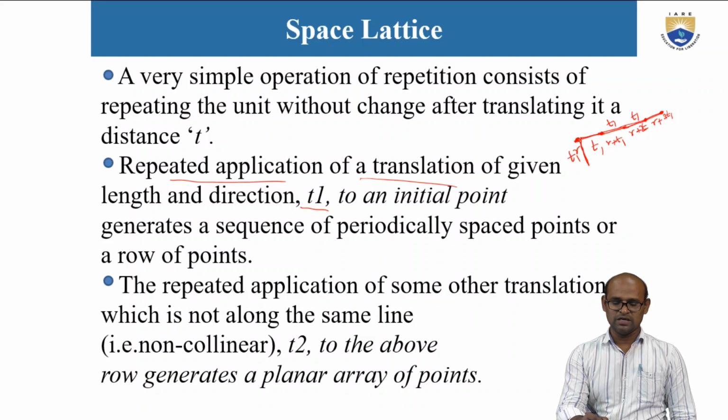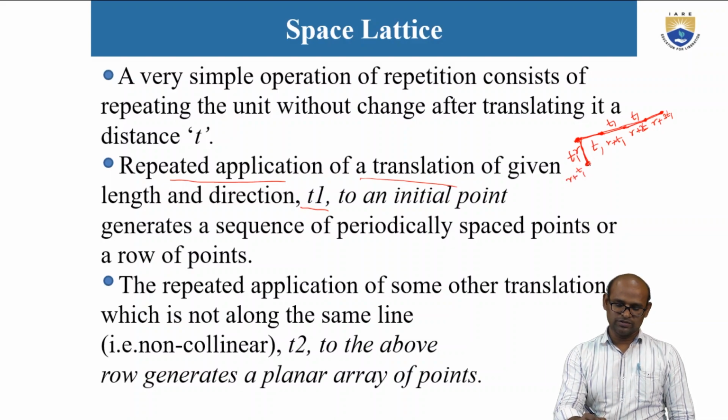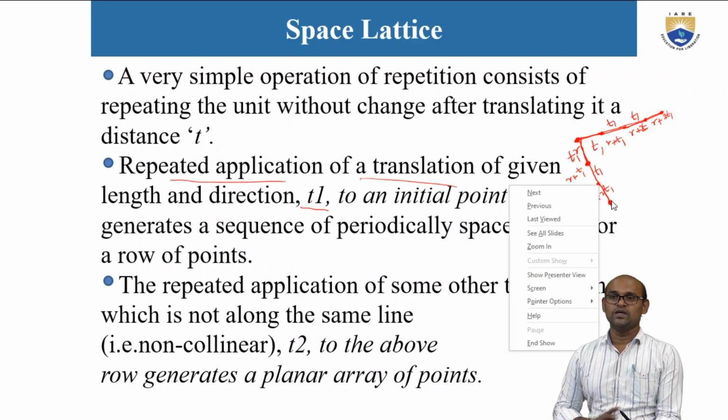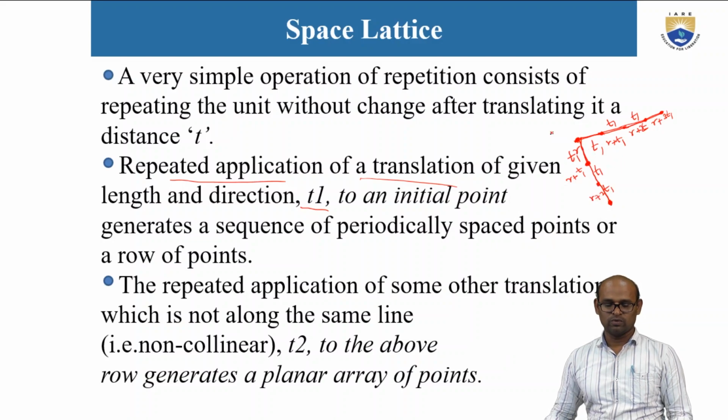So if I translate this point at a distance t1, I am going to generate a point here at a distance of r plus t1. So again, I can translate this point at the same distance t1, and I am going to generate the point at a distance of r plus t2. So repeated application of this translation, we are going to generate now a plane of points, right?